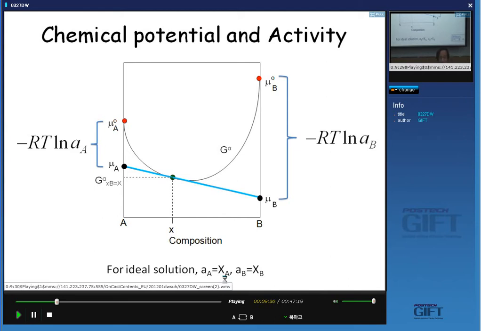Okay? The reason why we define the activity in this slightly complicated form is to represent the activity as a mole fraction in an ideal solution. Just think about it.